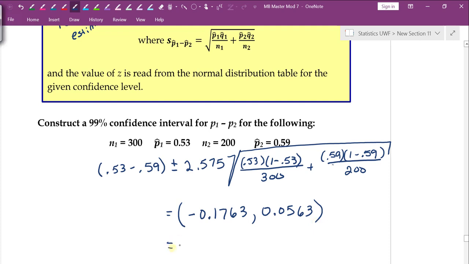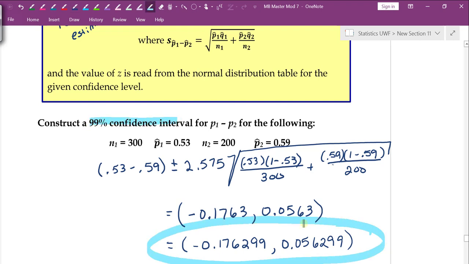So it would be negative 0.1762 99, and then the other one is 0.5, oops, 0. Should be a 0 right there. 0.056299. There we go. So here is our 99% confidence interval about the difference of the proportions.